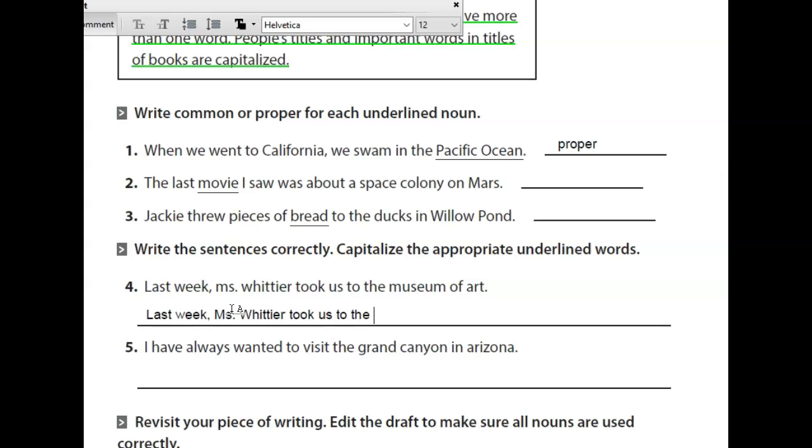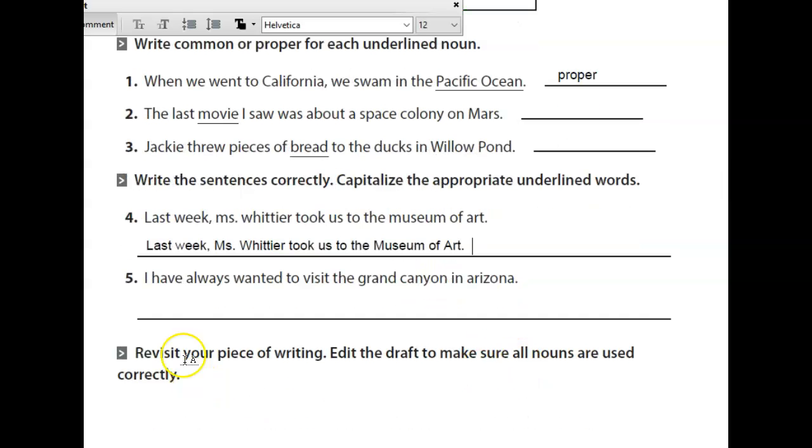Now that's not just a plain old museum, is it? That tells us exactly which museum it is. So that is also a proper noun. So I'm going to capitalize Museum of Art. Again, if that had just said museum, we would have left it lowercase for a common noun. But since it says the Museum of Art, we want to capitalize it.